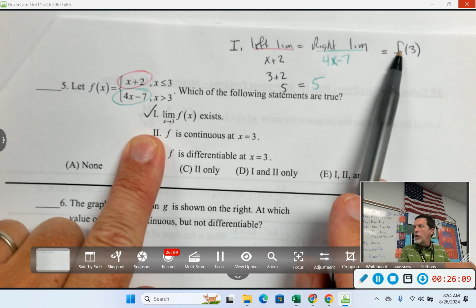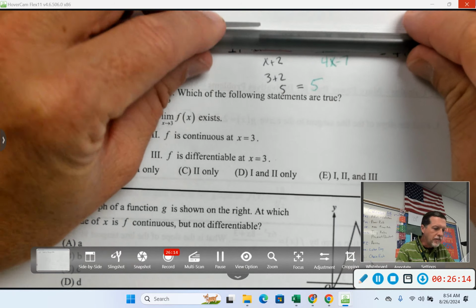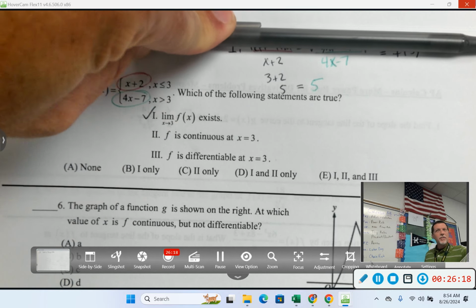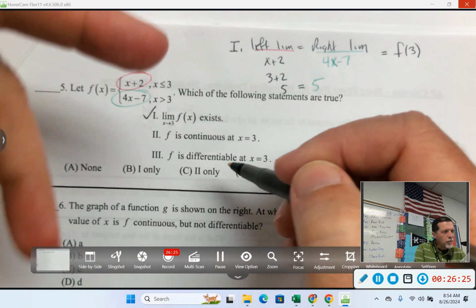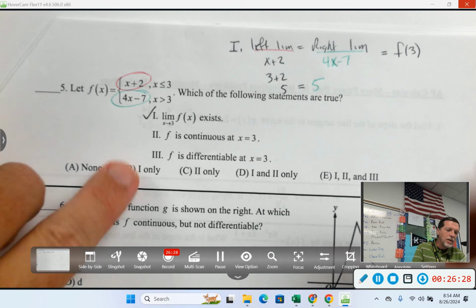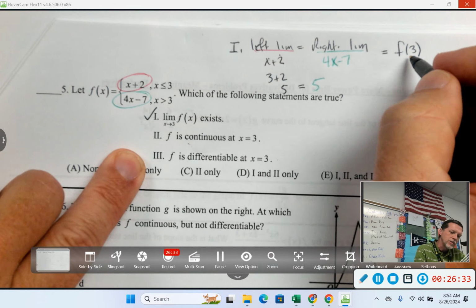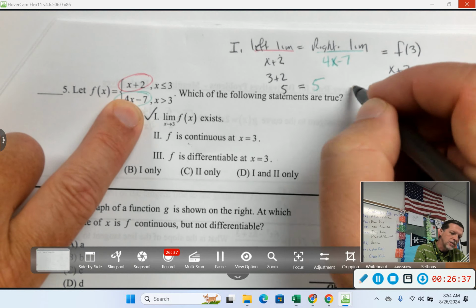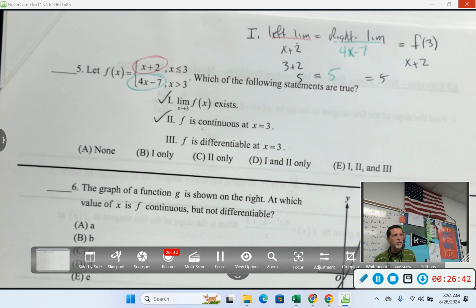I let it go if you told me what you were doing, but what I did not give full credit for was if you left off those labels and you did the left limit and the right limit, but if you didn't tell me what they are, then I knew what you were doing, but I didn't give you full credit. This one's multiple choice, so it's a little less formal. But if it asks for a proof, you've got to do left limit equals right limit equals function value. F of 3, that would again be x plus 2, which is 5. So we're good on the first two for sure.